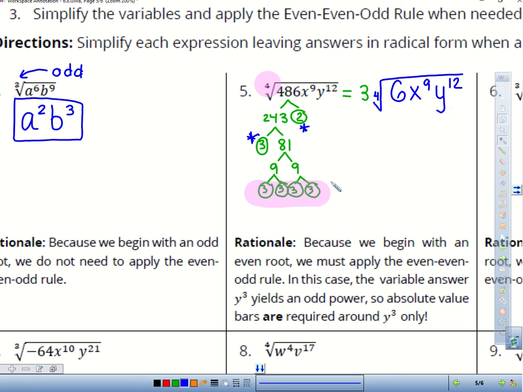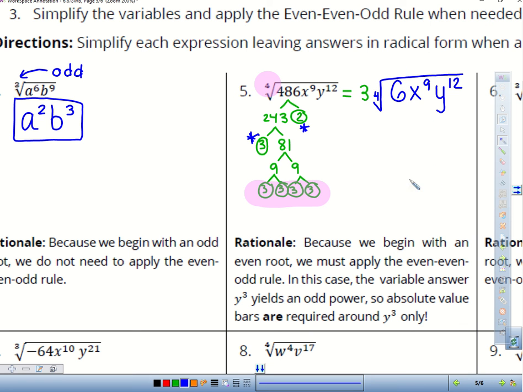So I know we're not done yet, but this is an intermediate step. I like to do the numerical first, then I go back and do the variables, just so I'm not trying to do 2 things at once. But you work how you feel necessary to work. That's your choice. So now I've dealt with the number portion.